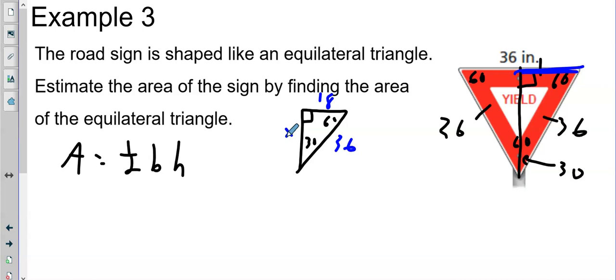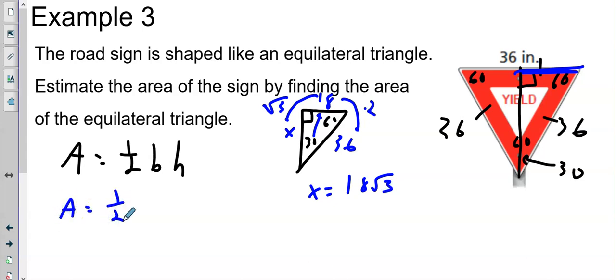Well, what do we have here? 18 is my smallest side, which is good. Here's my hypotenuse, times 2, that worked out. So we're going to go here and multiply by radical 3. Therefore, x is equal to 18 times radical 3. So that is my height. So area is equal to 1/2. What's my base? My base is right here, 18.